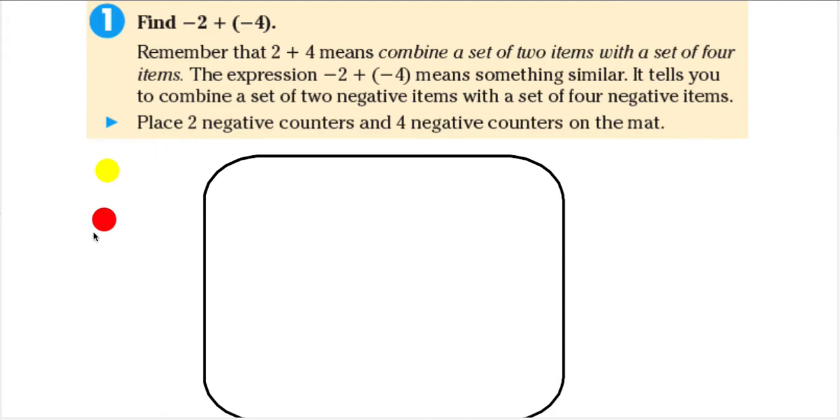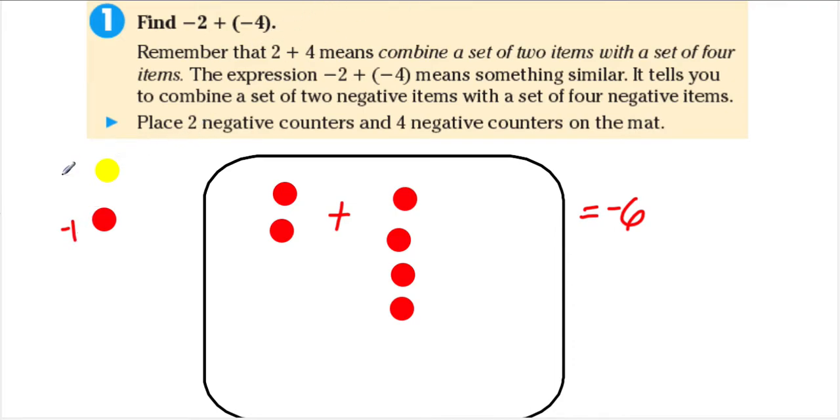So let's use counters to model negative 2 plus negative 4. We place 2 negative counters on the mat. That's negative 2. And we place 4 negative counters on the mat. Okay, that's negative 4. And if we add them, you'll notice that we'll end up with negative 6. There are 6 negative counters because this represents negative 1 and the yellow one represents, let me make it blue so that we can see this, positive 1 or simply 1. Okay, that's easy enough.